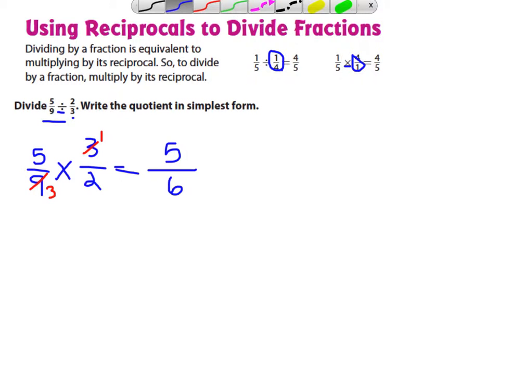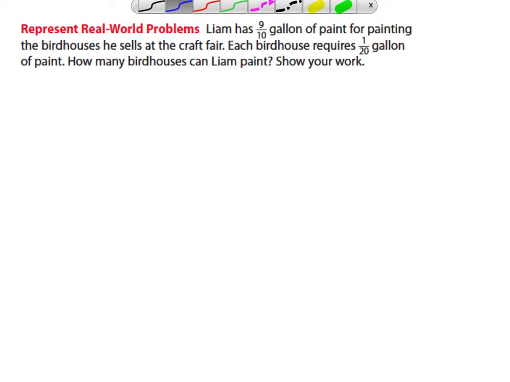I want to look at one more example. This particular example is a word problem. It says Liam has 9/10 of a gallon of paint for painting the birdhouses he sells at the craft fair. Each birdhouse requires 1/20 gallon of paint. How many birdhouses can Liam paint? Show your work. Okay, so I start off. He's got all this paint, 9/10 of a gallon. And it's wanting me to divide this 9/10 into equal amounts of 1/20 of a gallon.